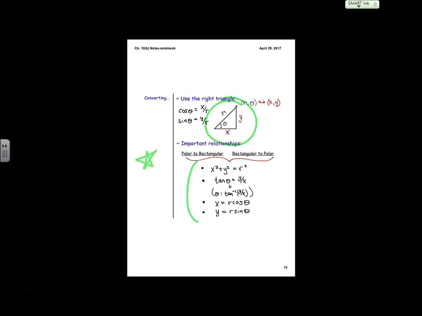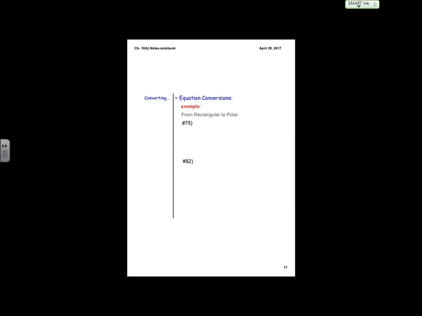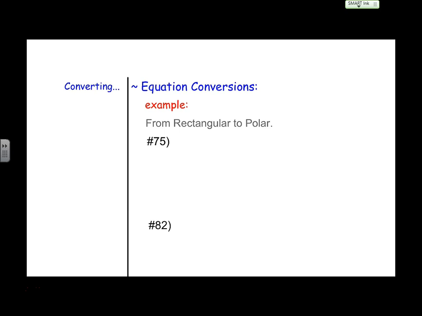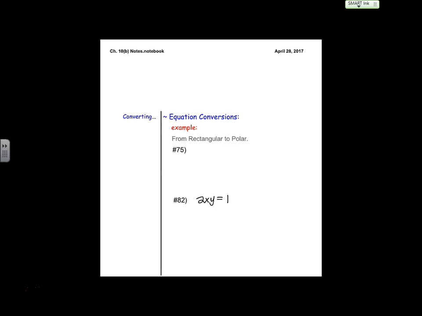So let's go back to converting equations real quick, just so you guys have a couple examples. I'll do one each. For number 75... let me do number 82, a little bit, not harder, but different: 2xy equals 1. And then I'm just going to write down the next example real fast. 95 or 109, which one do I want to do? Not 109, that's even harder. Number 95, which is theta equals 2 pi.